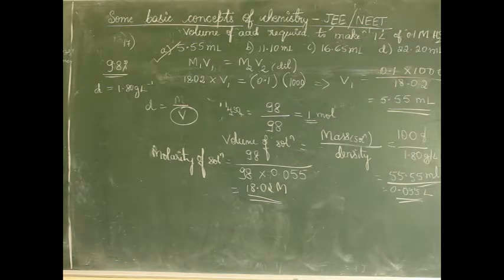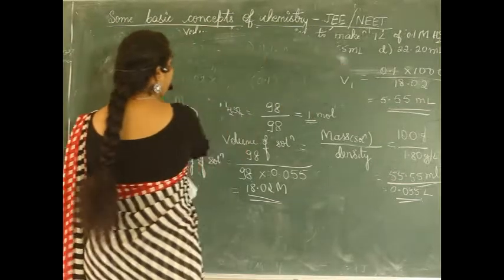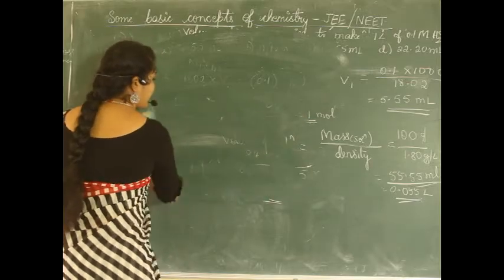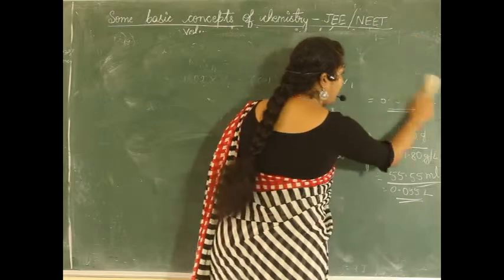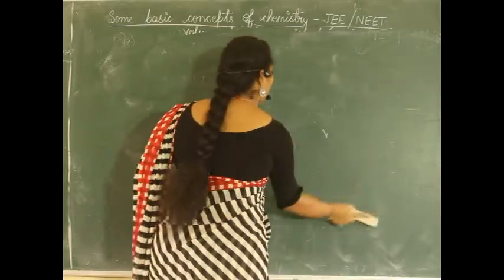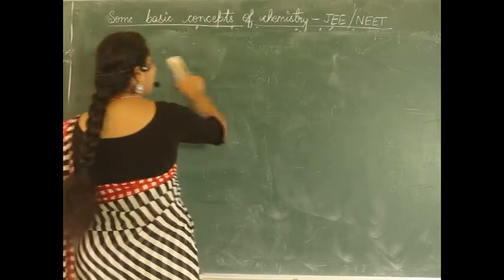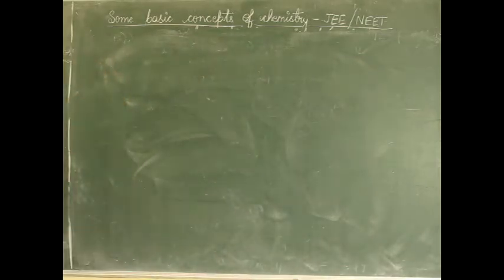Next, let's move on to the next question, which is a very simple one. It's based on the average atomic mass concept. Average atomic mass is usually applied when the elements can exist in the form of isotopes. Isotopes means having different atomic mass but the same atomic number.